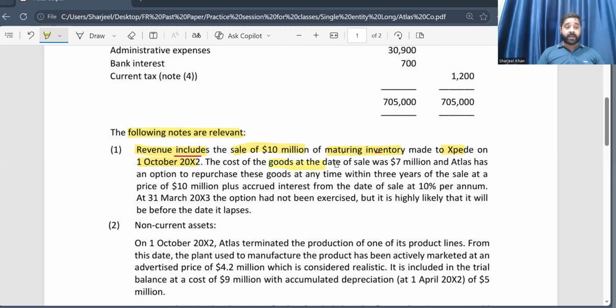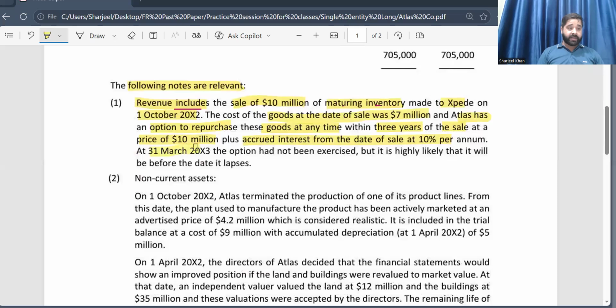The cost of the goods at the date of sale was 7 million, and Atlas has an option to repurchase these goods at any time within 3 years of the sale at a price of 10 million plus accrued interest from the date of sale at 10% per annum. I already told you that maturing inventory is normally used in a repurchase agreement. At the year end, the option has not been exercised, but it is highly likely that it will be before the date it lapses.